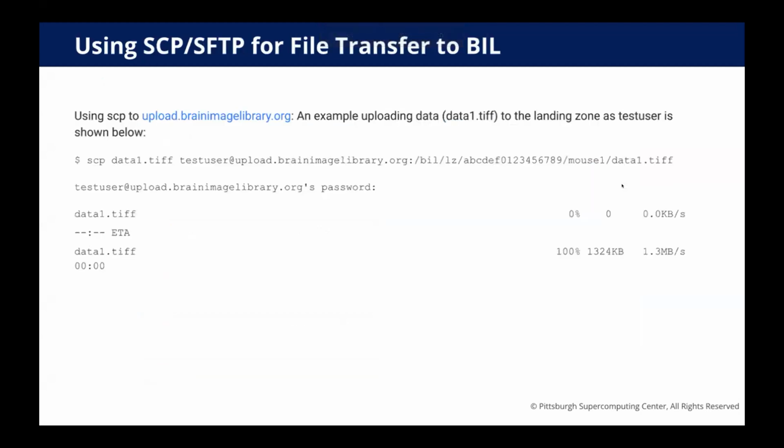Here's an example that we're going to run later, using SCP to upload to BIL. Very similar to the rsync command: just the name of the command, the file or directory you're looking at, and where to upload it to, being that username at upload.brainimagelibrary.org, and then the directory that you created.